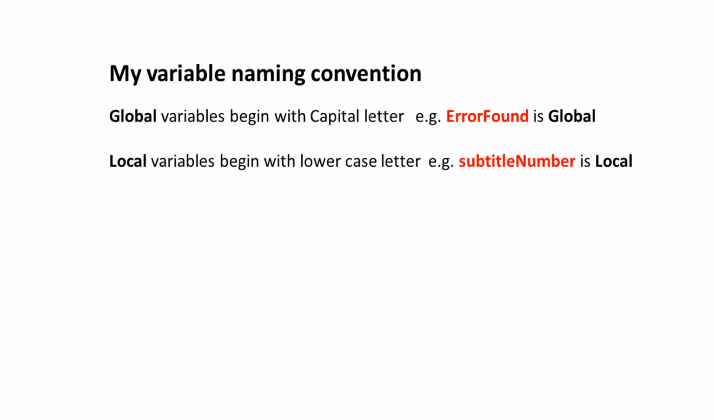Just a word here about the convention that I use in naming variables. Any global variables have names starting with a capital letter. For example, ErrorFound is global, whereas local variables start with lowercase. For example, subtitleNumber is a local variable. Just to clarify, a local variable is only accessible inside the procedure or subroutine it is declared in, whereas a global variable can be read and written to anywhere in your code, either inside or outside a procedure.